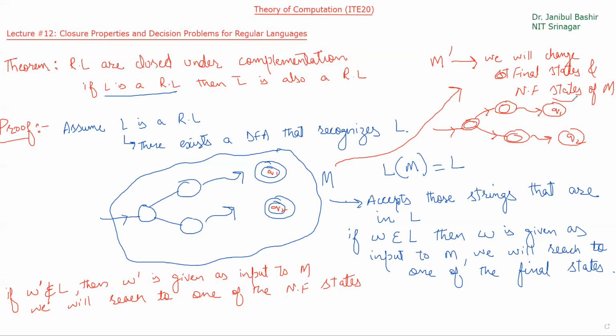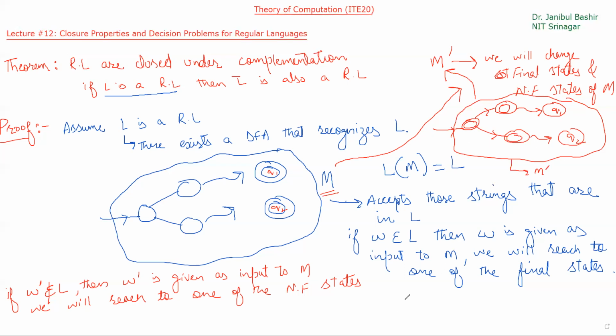Okay, so which automata is this? This automata is M dash, and we have created it from M. How have we created it? By changing the final states of M to non-final states and the non-final states of M to final states of M dash. So this is our DFA M dash. Let's see what the language of this M dash will be.